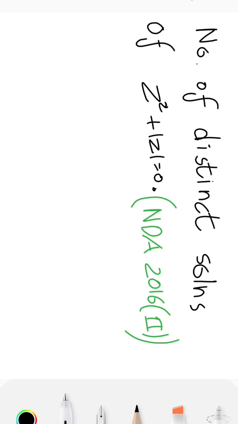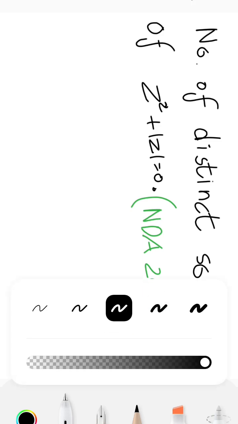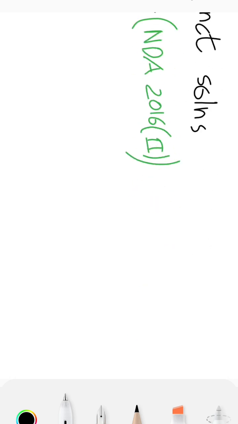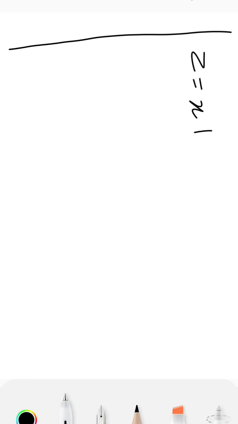mod of z equal to 0. So in this question you can clearly know that z is nothing but a complex number. So how to solve this question? You need to know the basic concept of complex number. So let me assume that z is a complex number which has the real part as x and the imaginary part as y, right?